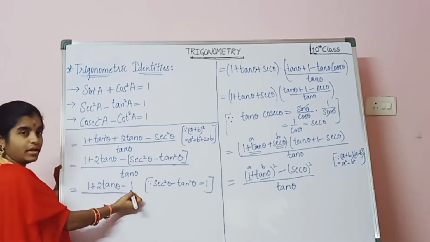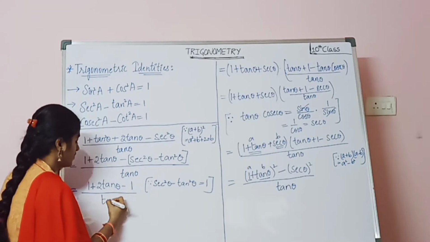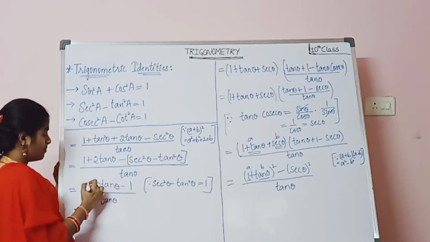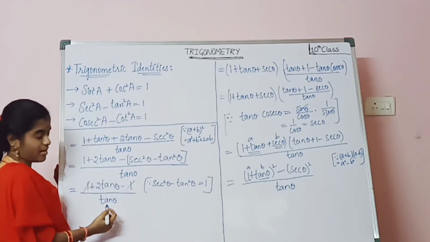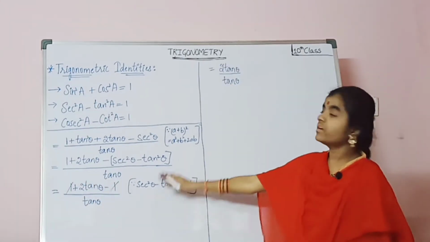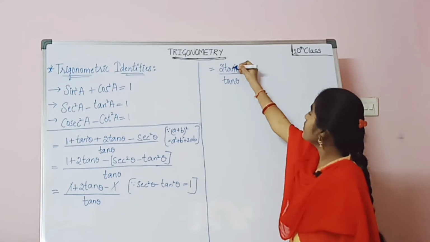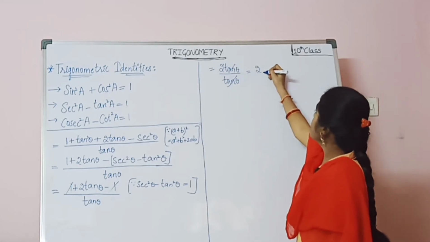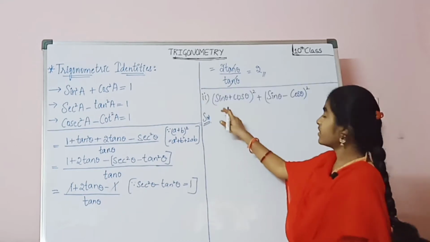So here we are writing 1 by tan theta. Now here plus 1 minus 1 is cancelled. What is remaining here? 2 tan theta by tan theta. Now this tan theta is cancelled. So what is the answer here? 2 is the answer.